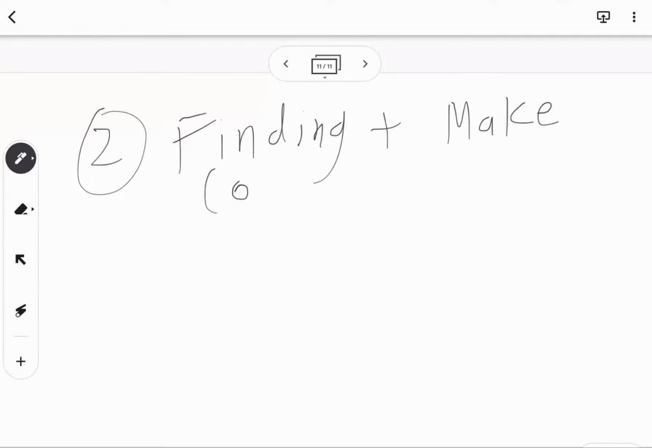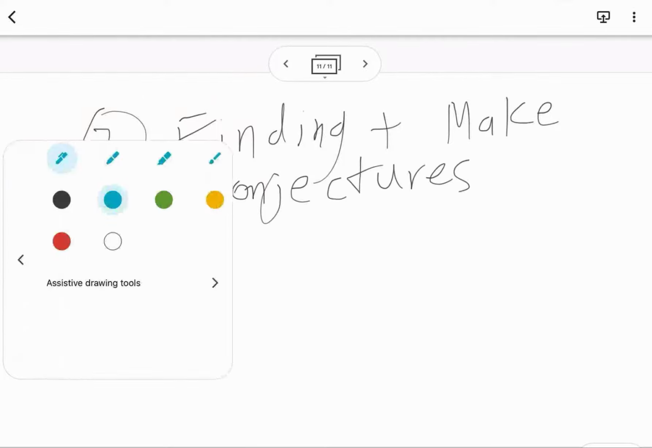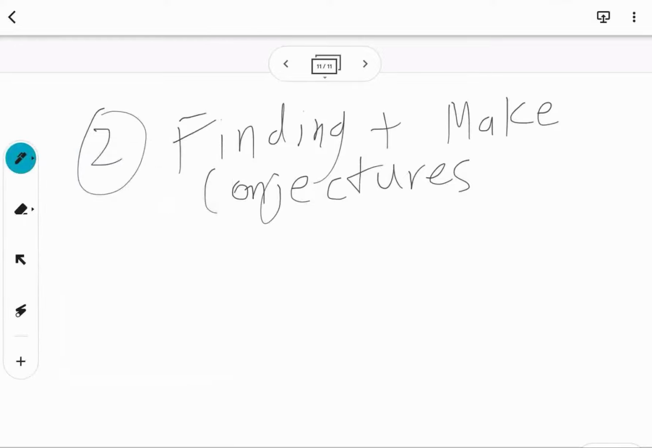So strategy 2 would be finding patterns, plus make conjectures. Making conjectures is probably the hardest part in combinatorics, or really all Olympiads in general. Hardest part.